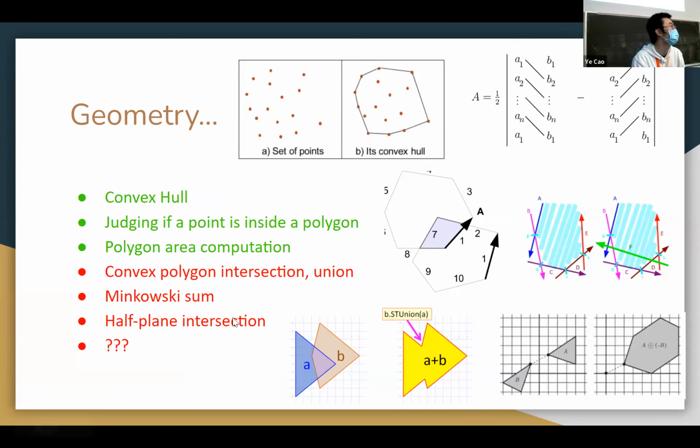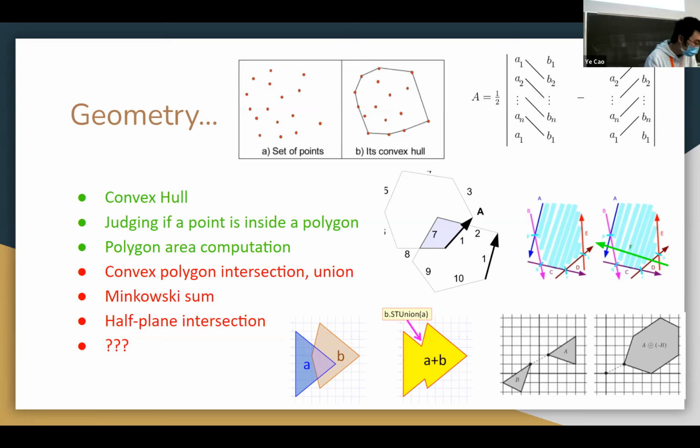Half plane intersection, if you have a bunch of inequalities like ax plus by is less than or equal to c, then each inequality represents a half plane. When you intersect a bunch of them, you get a convex polygon. What is that convex polygon? That's exactly what half plane intersection computes.